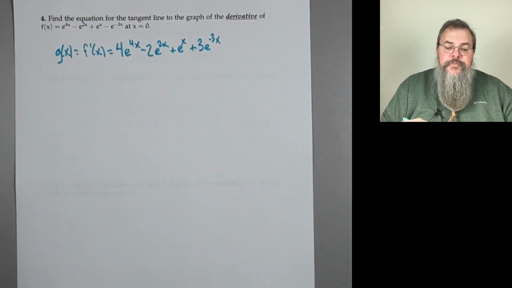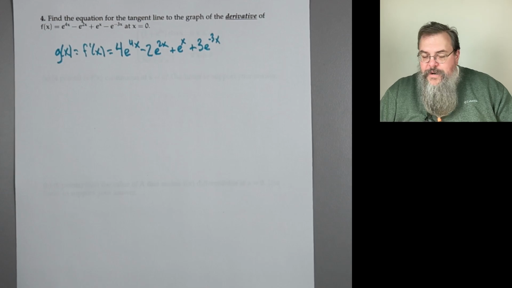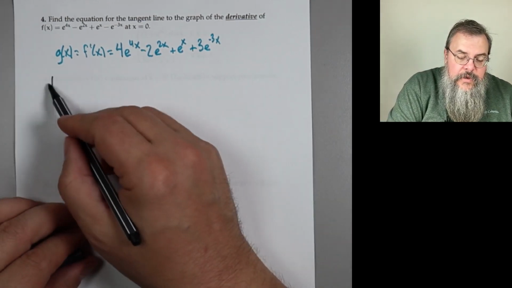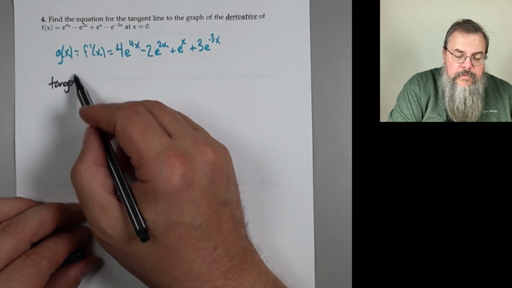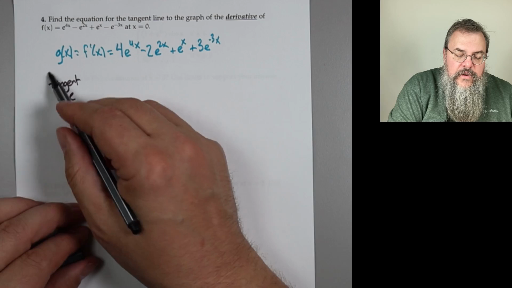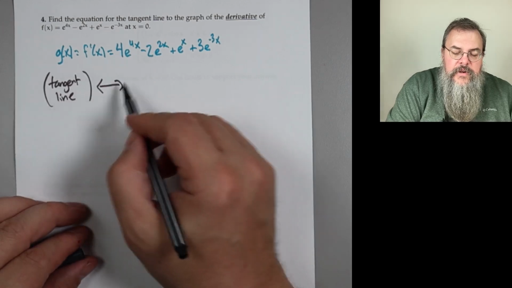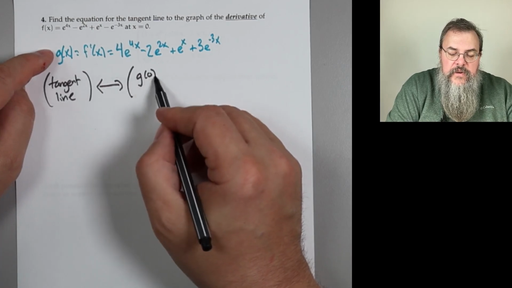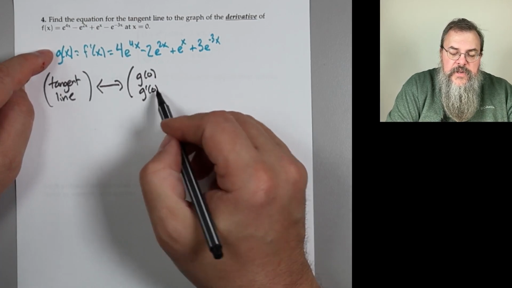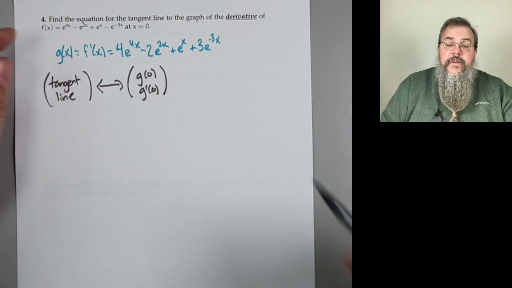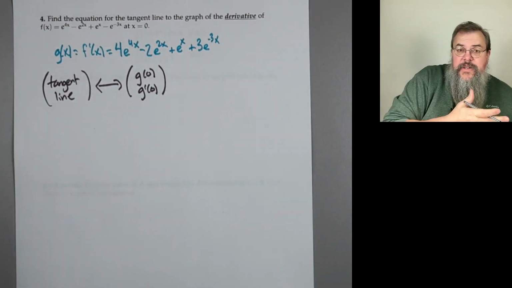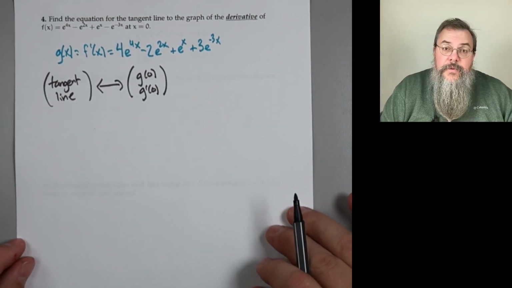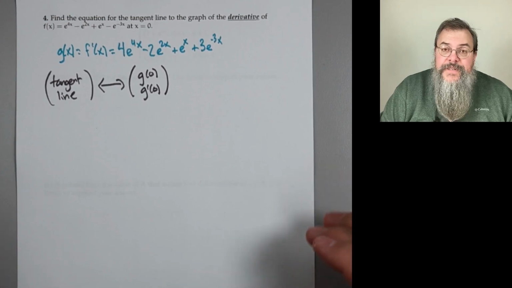Okay, now, remember, what's our mantra? If we're looking for a tangent line, really what it says is that you have two pieces of information. If I have a tangent line, I really have two things, namely the function at 0 and the derivative of the function at 0. Give me a tangent line, I can tell you those numbers. Give me those numbers, I can tell you the tangent line. So we have to figure out these numbers.